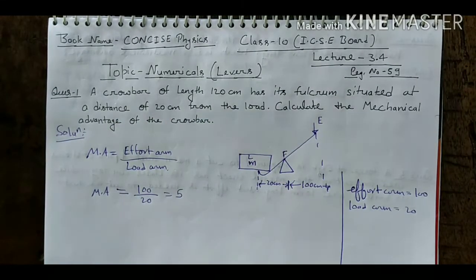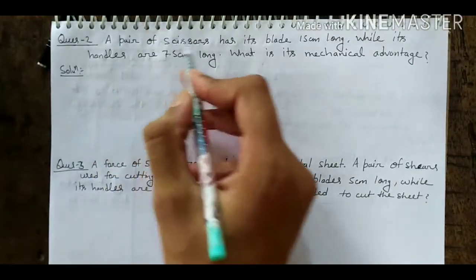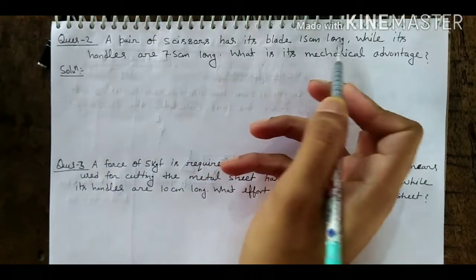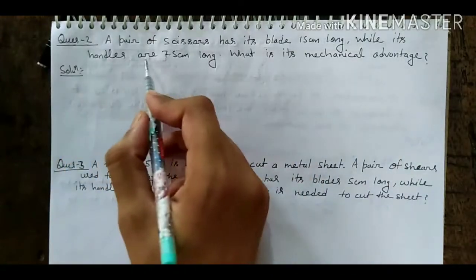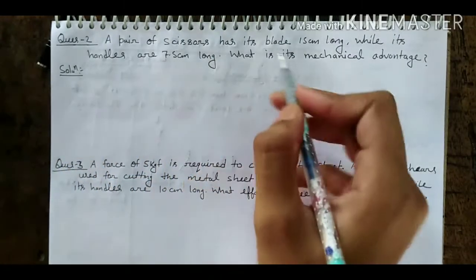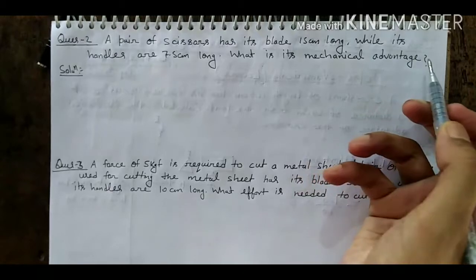And now we will solve the second question. In the second question, students, a pair of scissors has its blade 15 centimeter long while its handles are 7.5 centimeter long. What is its mechanical advantage?